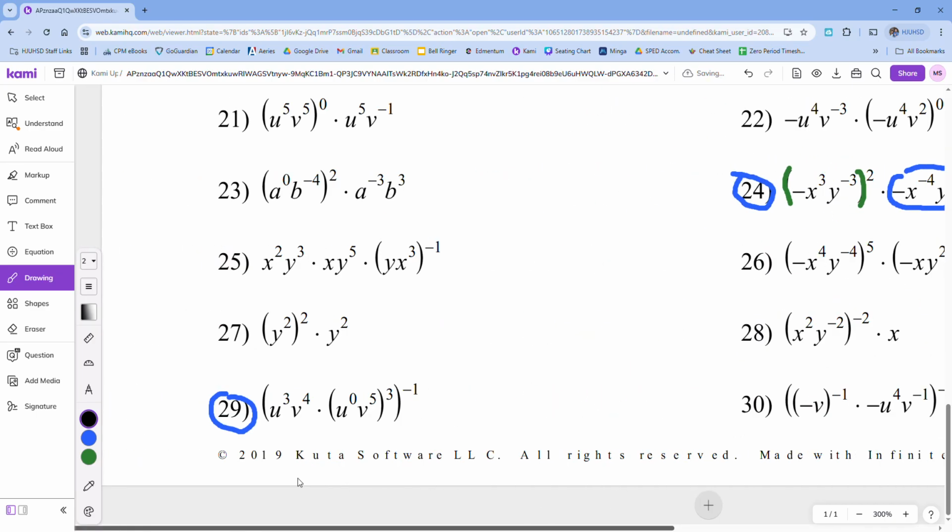And that's presumably all we have time for. This is just 1 over all of that. So this is 1 over u cubed v to the 4th v to the 15. So in other words, 1 over u cubed v to the 19.